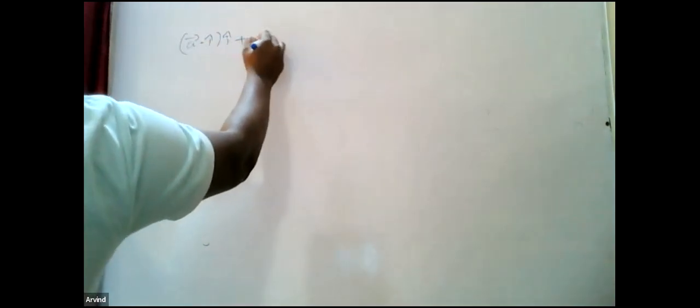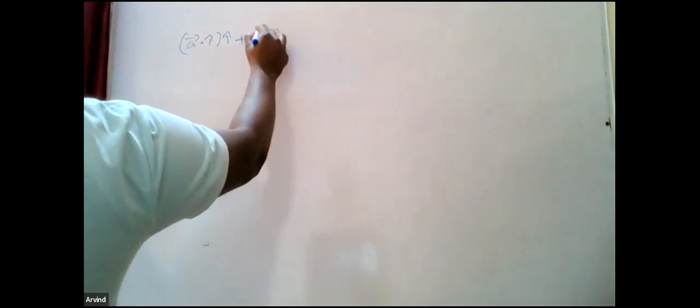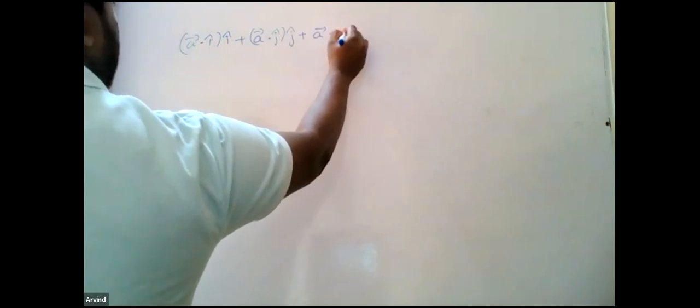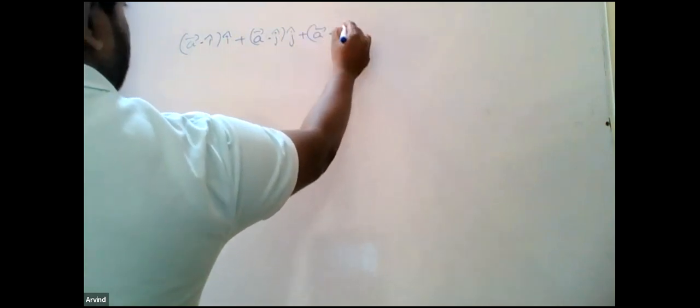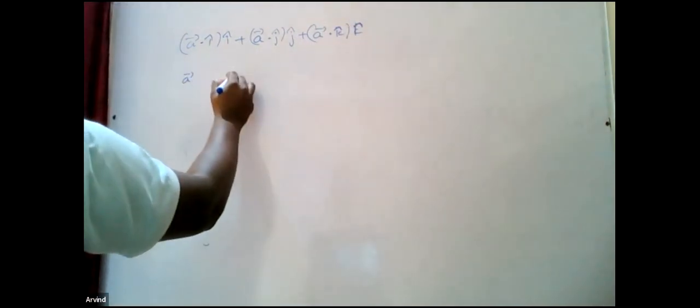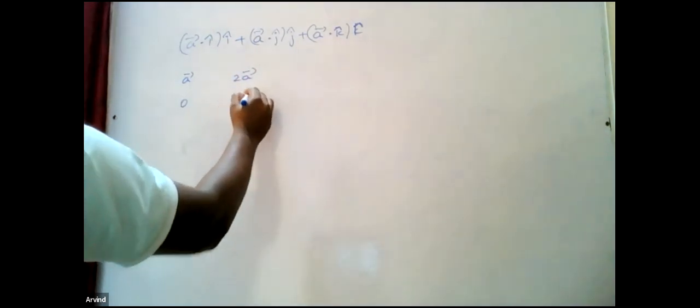This is a question from 2004. A dot I into I cap plus A dot J into J cap plus A dot K into K cap is equal to what? Option A, option C: twice the vector, 0, 4 times the vector.